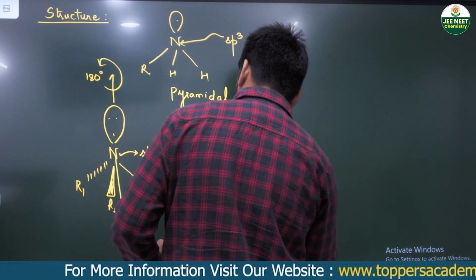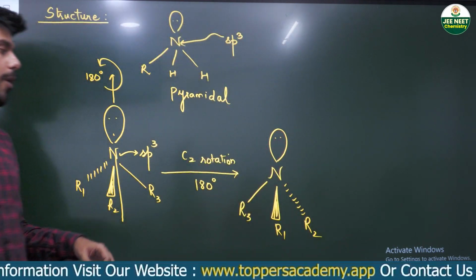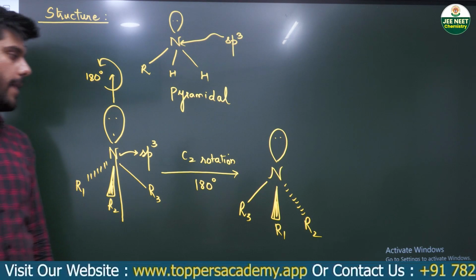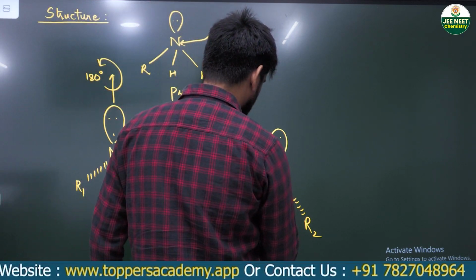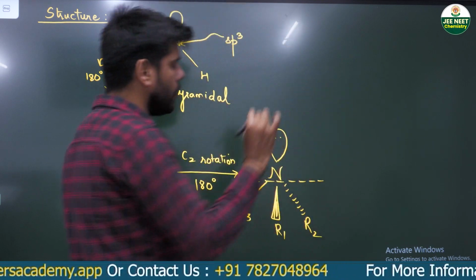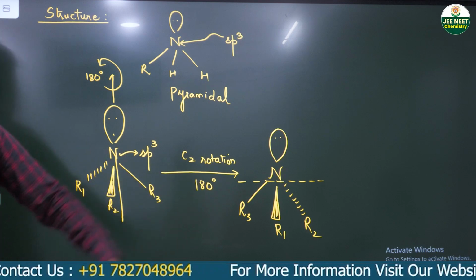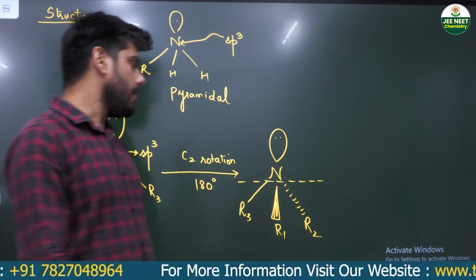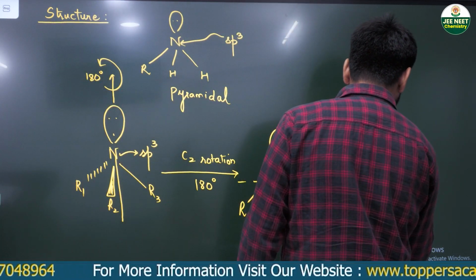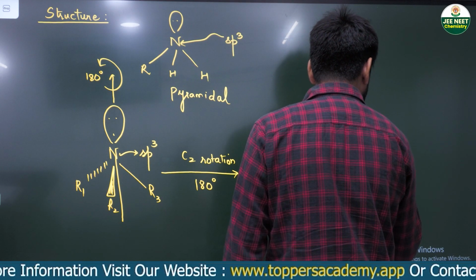So this one is your R1 and this is your R2. Any problem? Now what I am doing is, I am passing the plane over here, and I just want to see the mirror image of this. So if I want to look at the reflection.